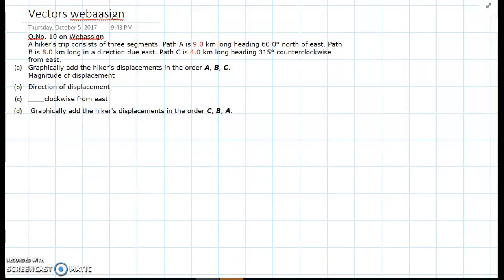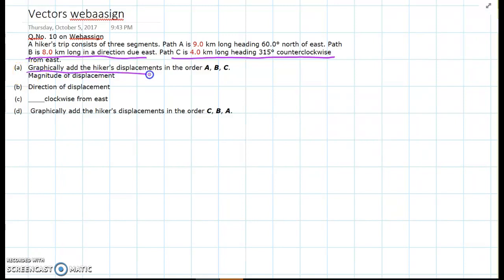A hiker's trip consists of 3 segments. Path A is 9 kilometers long, heading 60 degrees north of east. Path B is 8 kilometers long in a direction due east. And path C is 4 kilometers long, heading 315 degrees counterclockwise from east. We want to graphically add the hiker's displacements in the order ABC.